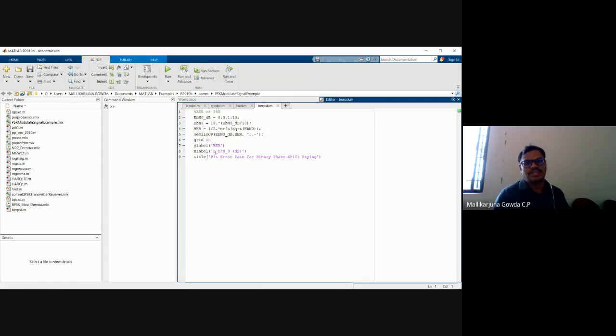So just a grid down. The y label is bit error rate and the x label is Eb/N0. That's all. Okay, so I will run this code and I will show you how you will get the waveform. I need to share this waveform now.